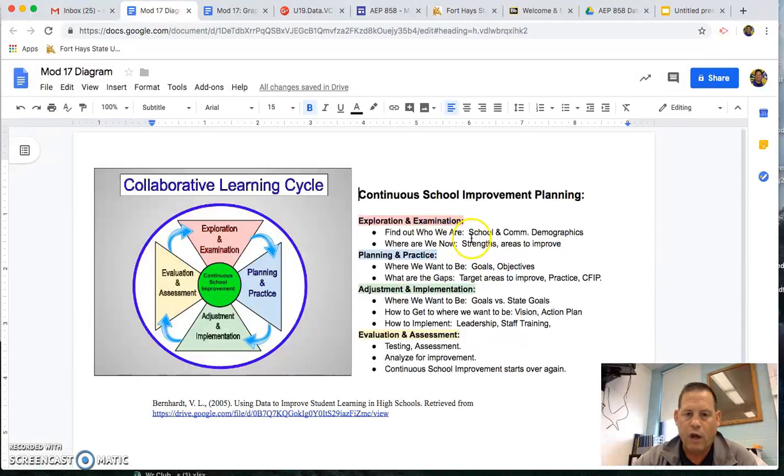In each one of those, I basically took some of Brunghart's theories: find out who we are in the examination, and where we want to be in the planning, adjustment, and implementation, which I'll get into a little bit later in my actual protocol. And of course, in the evaluation and assessment, which some people don't put on theirs, this is the actual testing and assessment, but we're going to roll right into continuous school improvement, which starts all over again. And of course, we're going to utilize the classroom focused improvement plan in this as well.